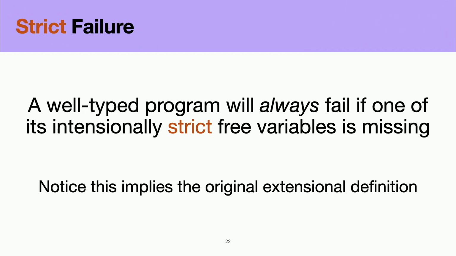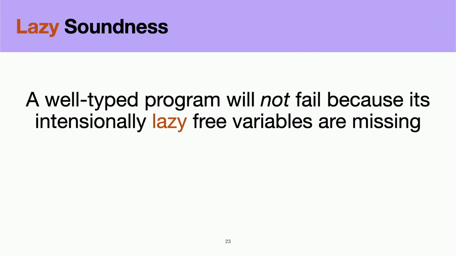If this environment is missing a value, that's like a bottom argument, and the failure of this term is like a bottom result. F of bottom will be bottom if this missing variable is strict. The other property that we get is lazy soundness, which tells us that a well-typed program will not fail because its intentionally lazy free variables are missing.